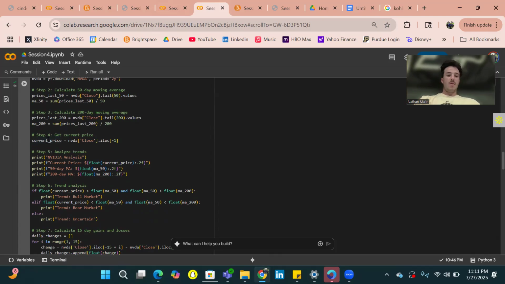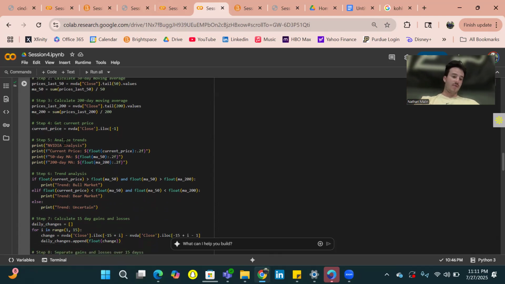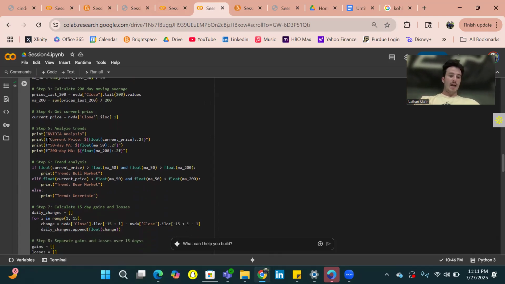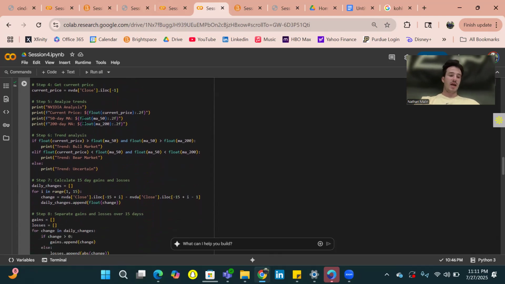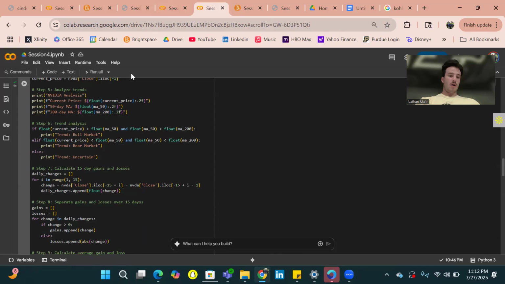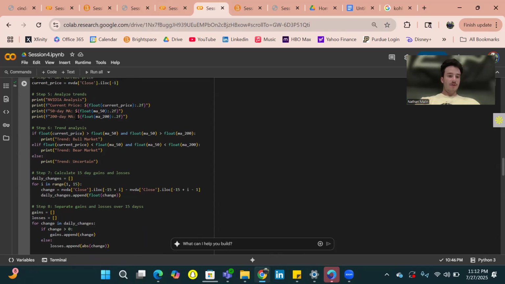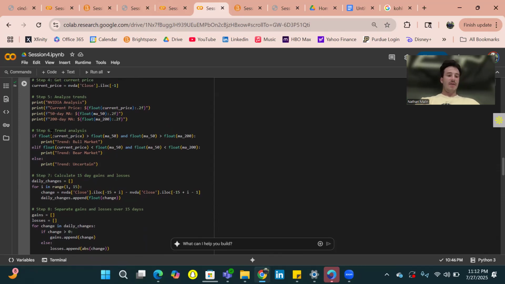And for my current price, I had the current closing price as of Friday, which is the last trading day. And I basically wanted it to print all NVIDIA analysis, with its current price, its 50-day moving average, and its 200-day moving average. And I use float, as float allows you to have multiple decimals and allows you to adjust as things are moving.